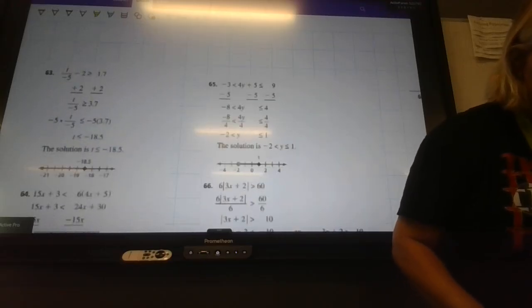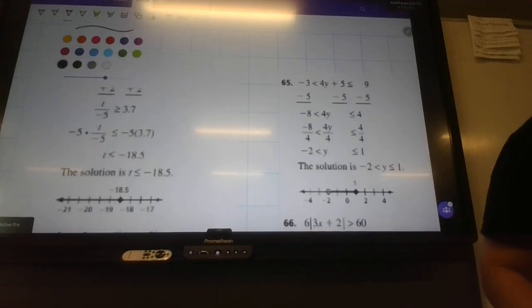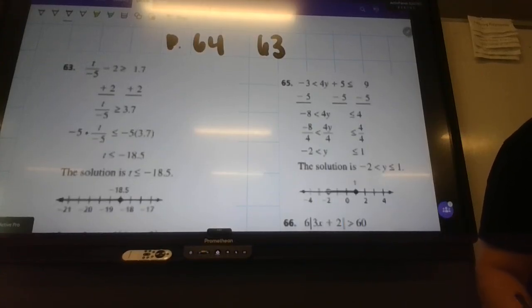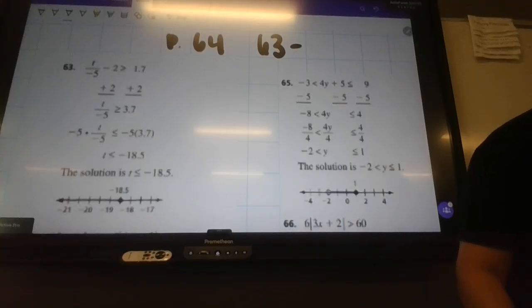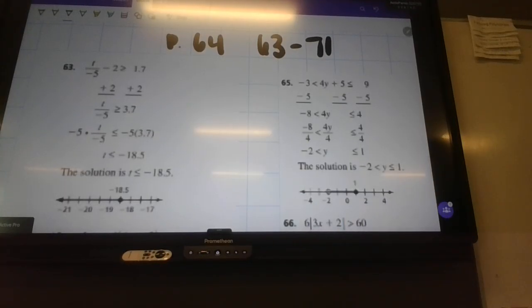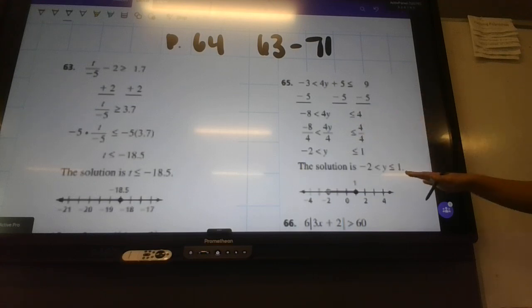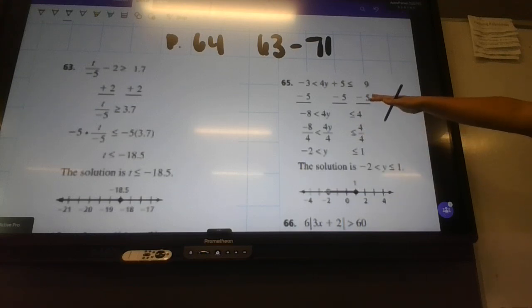Please don't be blurry. All right, here's 63 and 65. This was page 64, 63 through 71. This was the assignment from yesterday. Here's the first two odd answers. Negative 18.5 on 63.